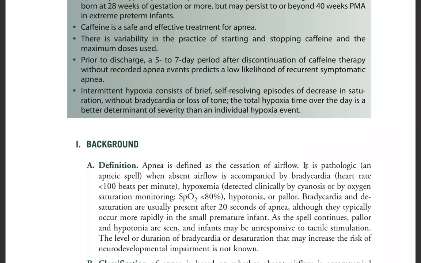It is pathological when the absence of airflow is accompanied by bradycardia, that is heart rate less than 100 per minute, or hypoxemia, clinically detected by cyanosis or an oxygen saturation less than 80%, and there is hypotonia or pallor. Then only do you call this a pathological apneic spell. Whenever we see a baby who has just stopped breathing, these will not all be present. Only after a prolonged apneic episode, there will initially be desaturation, bradycardia, then later the baby will be hypotonic, and suddenly there will be pallor.